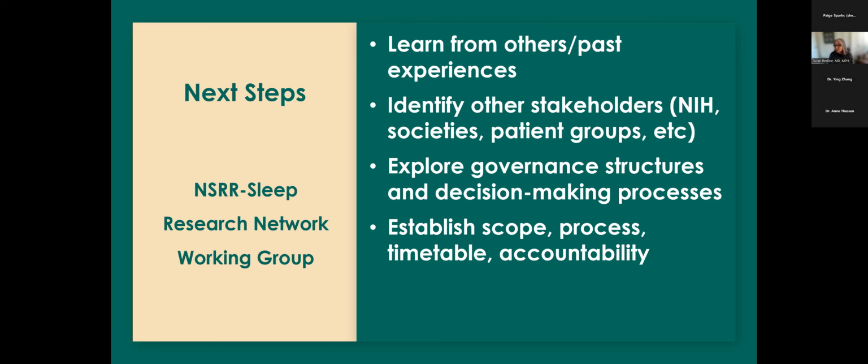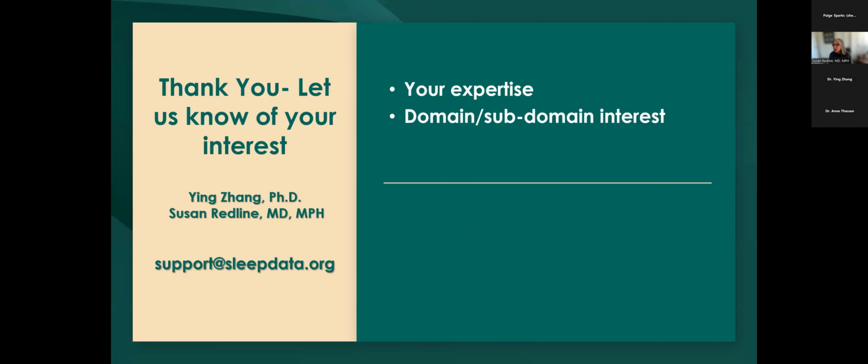And as I end, I wanted to underscore a few things that we have learned from Anne and NIH. We want to learn from others and past experiences. We want to continue to identify the key stakeholders, from NIH through professional societies, through patient groups. We do need to explore the governance structure and decision making, which I think got to what Dr. Mazzotti was referring to, and establish, because we want to be able to produce things, our scope, our process, a timetable, and accountability. So thank you. Let us know of your interest, your expertise, and what area you would like to work in, and we will review everything and see what we can do to comprise a usable group.